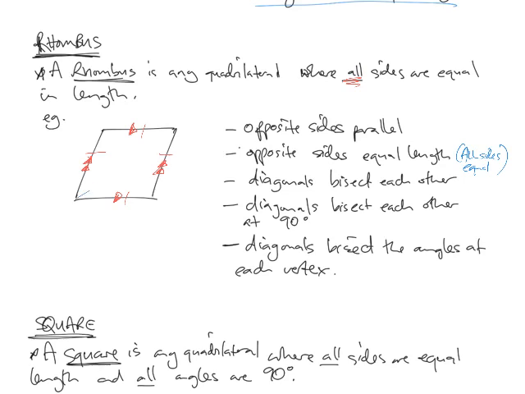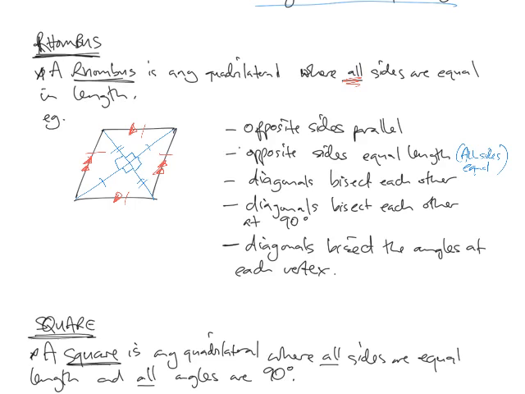The diagonals bisect each other, so draw the diagonals there. They cut each other in half, like that. This doesn't necessarily mean that they're the same length though. So all we know is that they bisect each other. The special property here is that the diagonals bisect each other at 90 degrees. So in the middle here, they're going to meet at a point at 90 degrees.